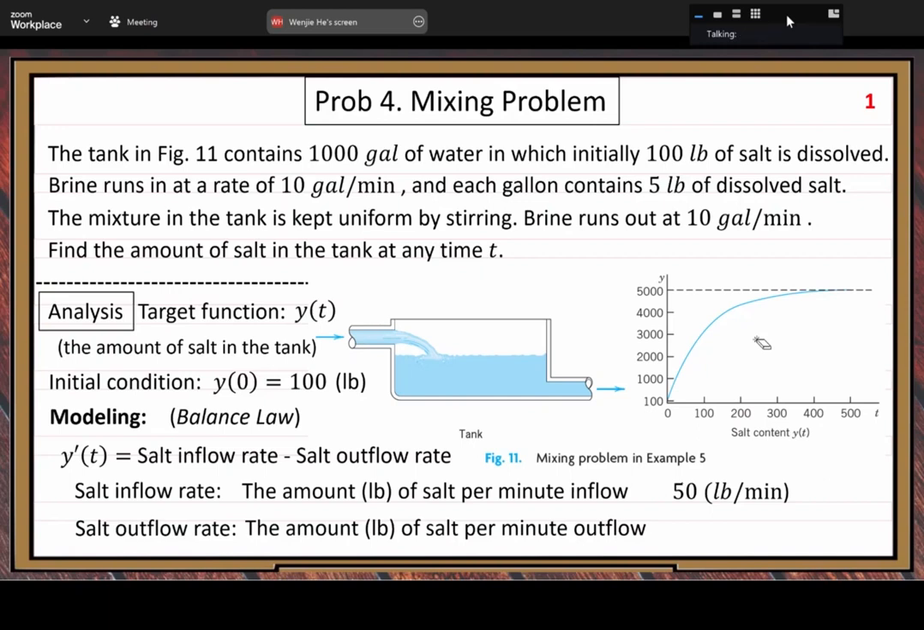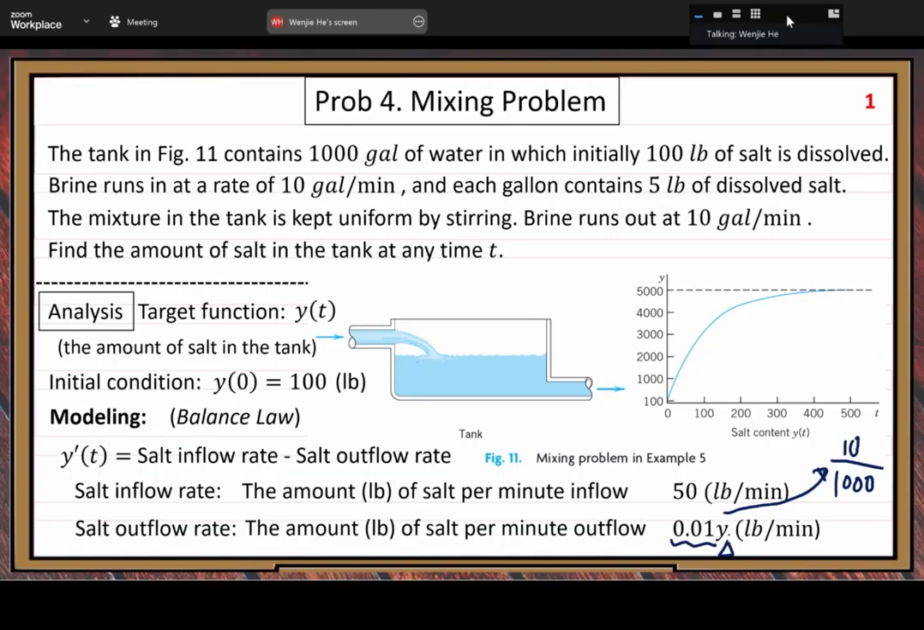But you only take 10 out of 1,000. That is 0.01. So this 0.01 comes from 10 over 1,000, because in 1 minute you take 10 gallons from 1,000 gallons. This y amount is in the 1,000 gallon tank.